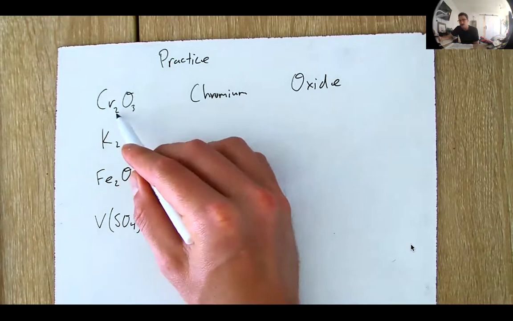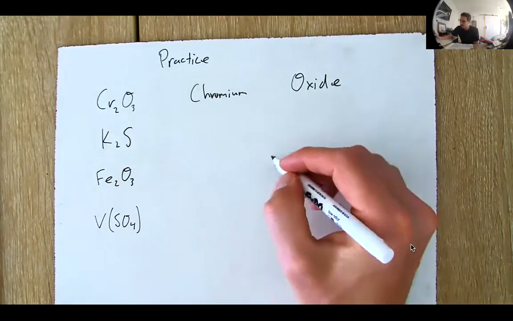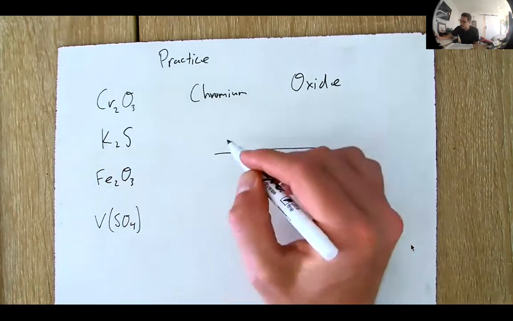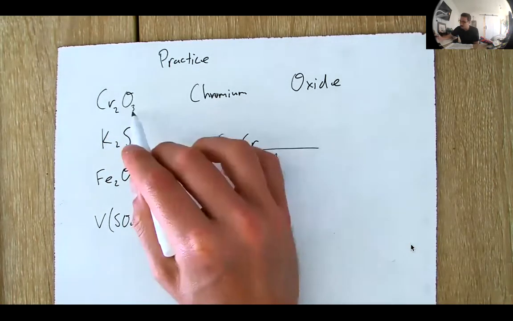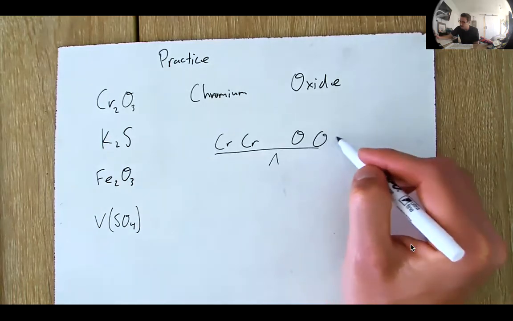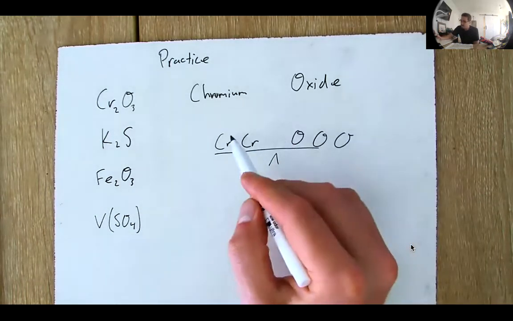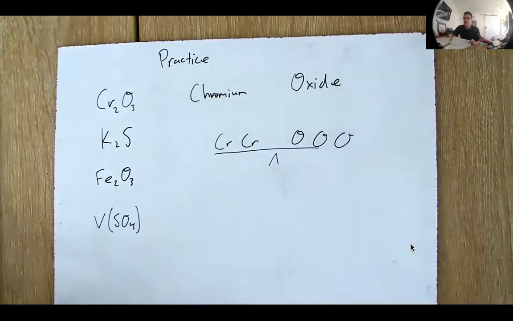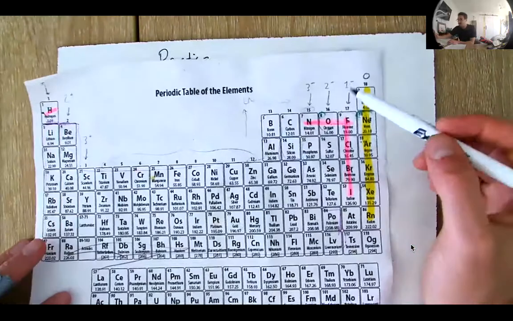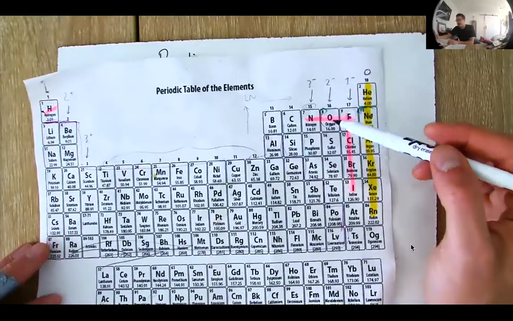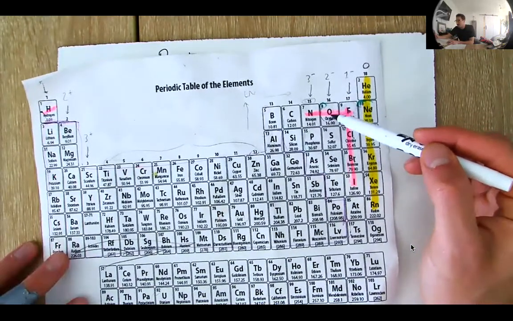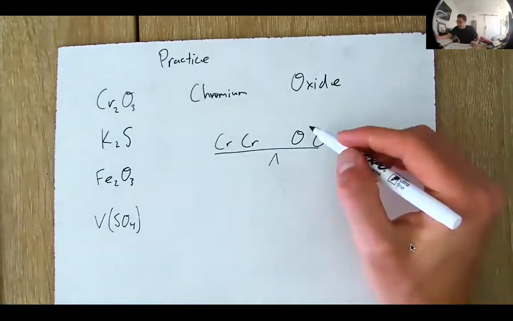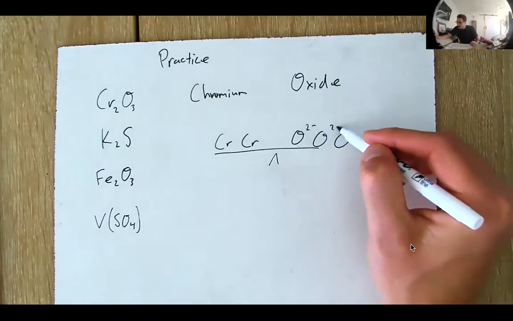So we need to use the balance beam. So let's put the balance beam. And the formula says that there's 2 chromiums, 1, 2, and there's 3 oxygens, 1, 2, 3. Since I don't know the charge on the chromium, I have to go to the periodic table to find the charge on the oxide. So here's oxide over here, and it becomes a 2 minus charge. So each oxide has a 2 minus charge.